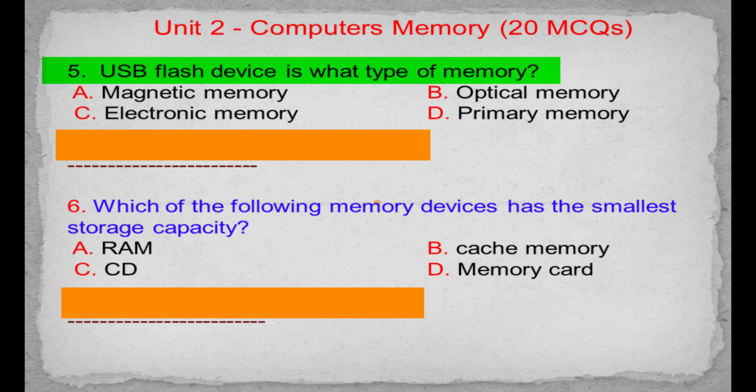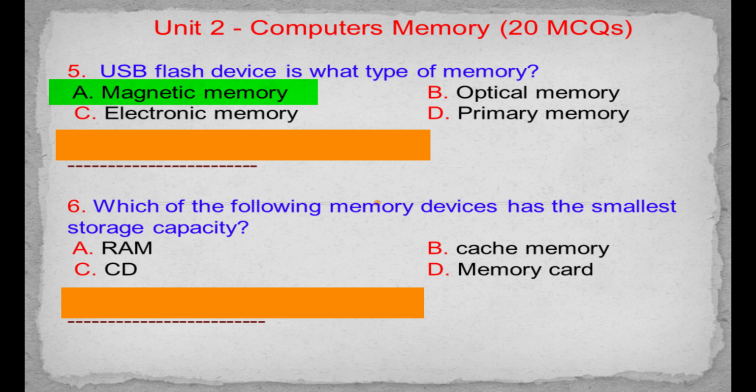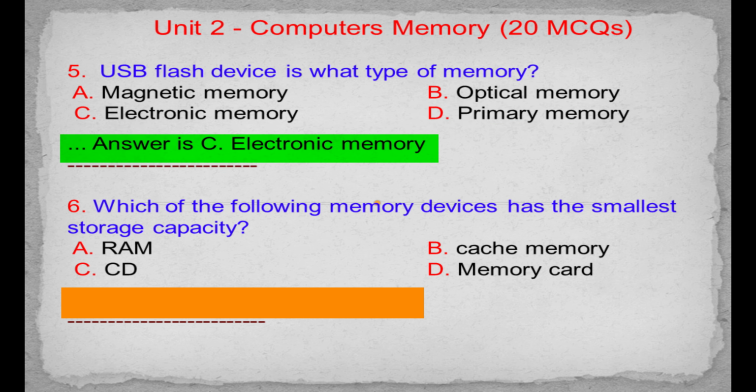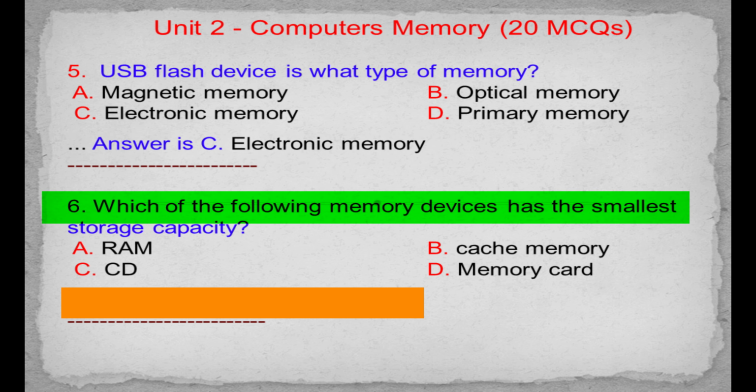MCQs number 5. USB flash device is what type of memory? Option A. Magnetic memory. Option B. Optical memory. Option C. Electronic memory. Option D. Primary memory. Correct answer is option C. Electronic memory.